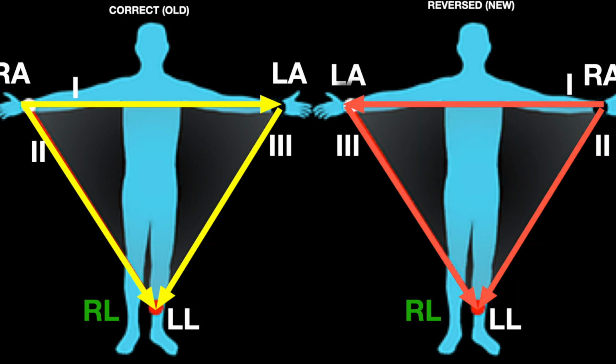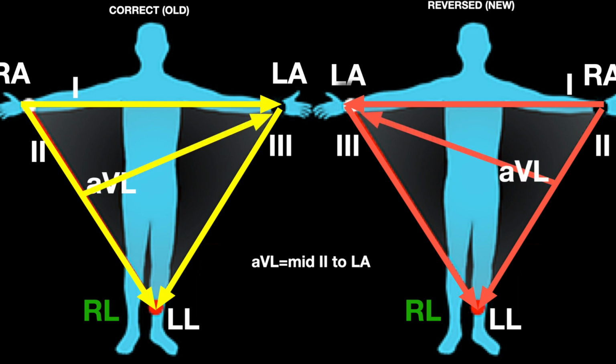Let's look at the augmented limb leads real quick, just to demonstrate that the same thing would happen, because again, you are changing the direction of the leads. So we've already flipped over the LA and RA lead. By definition, the vector going from the middle of lead 2 up to the LA electrode is called AVL, and normally it points that way. In this case, it's going to point that way.